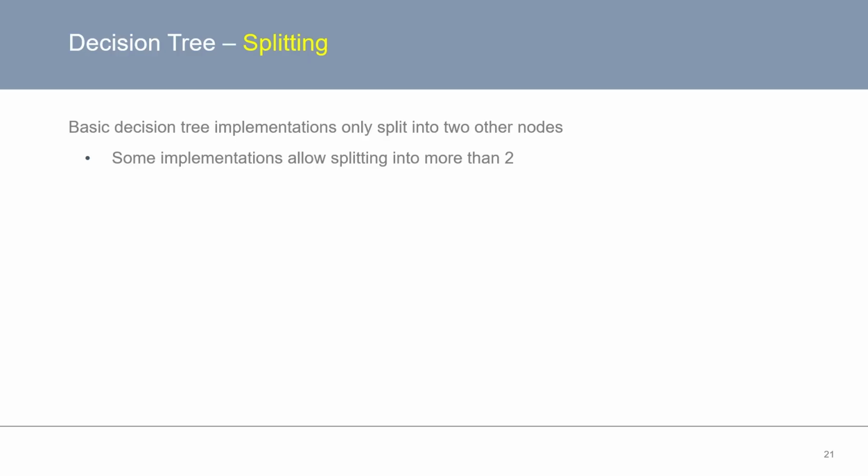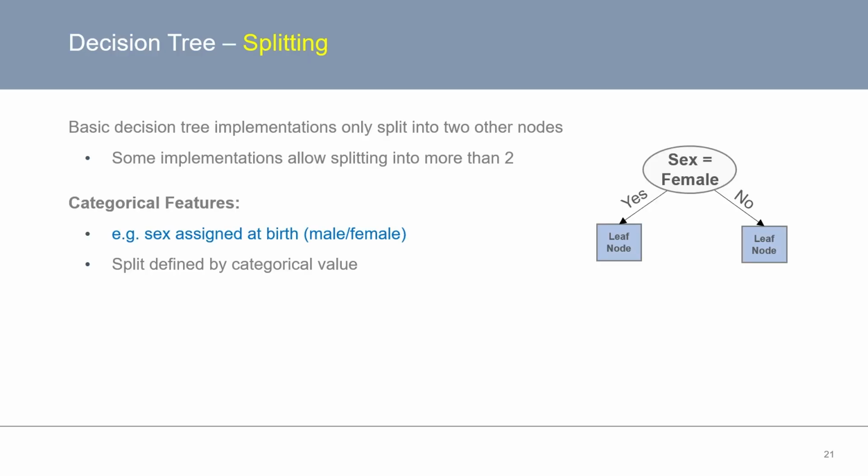First, it's worth noting that basic decision tree implementations only split into 2 other nodes. However, some implementations allow splitting into more than 2. In this example, we have a categorical feature, specifically sex assigned at birth. For the purpose of this illustration, let's imagine that we only have sex as male and female, and thus we have a split, or test, defined by a binary choice of whether sex is female, yes or no.